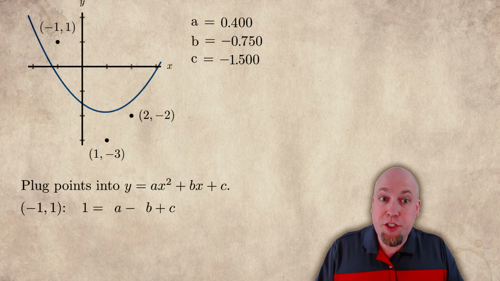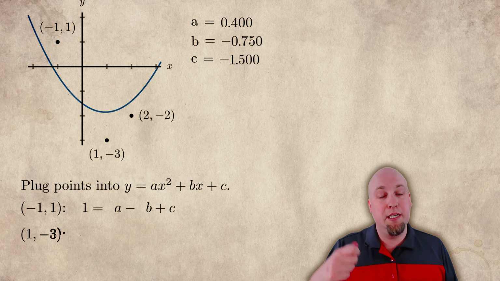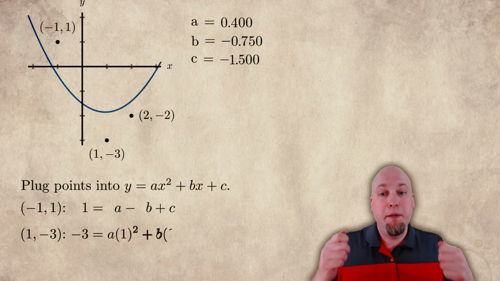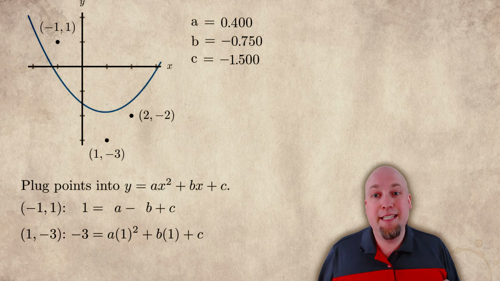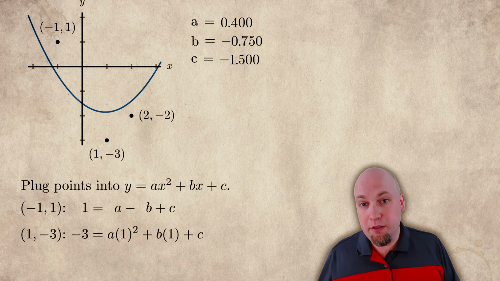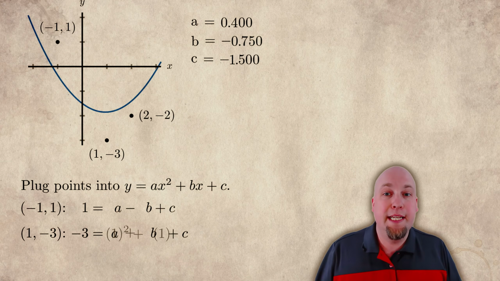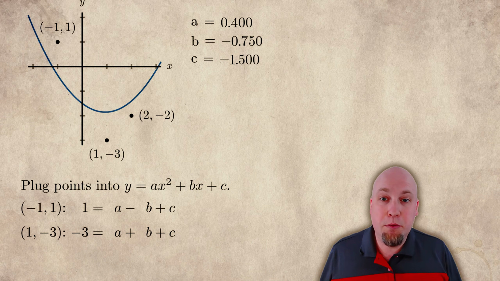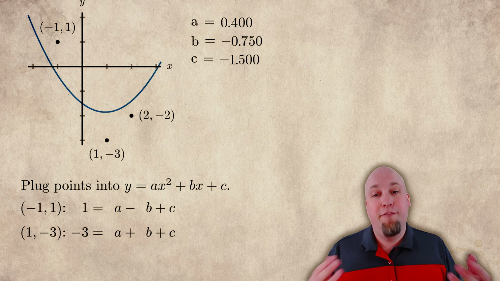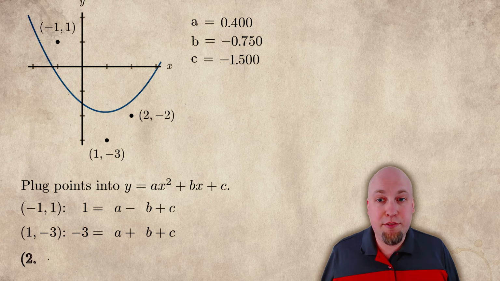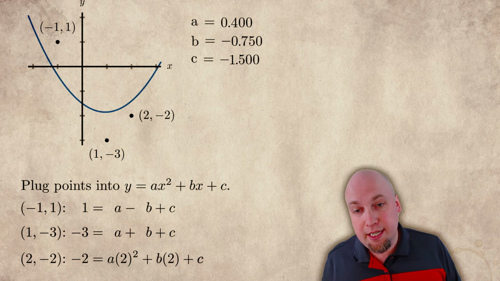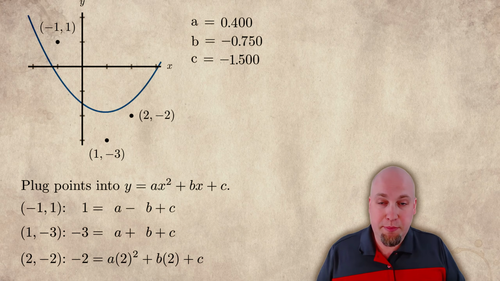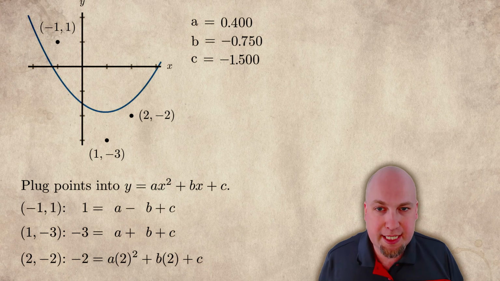And then we do this with the two other points as well. We plug 1, -3 in. That means we plug in 1 as the x value on the right-hand side, -3 as the y value on the left-hand side, and then we simplify that down. We get the linear equation -3 equals a plus b plus c. Finally, we do that for the third point, 2, -2. We plug in x equals 2 on the right-hand side, y equals -2 on the left-hand side. Just everywhere you see y, replace it by the y value, and everywhere you see x, replace it by the x value.